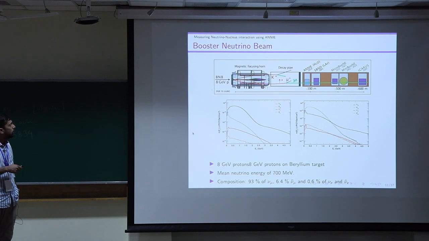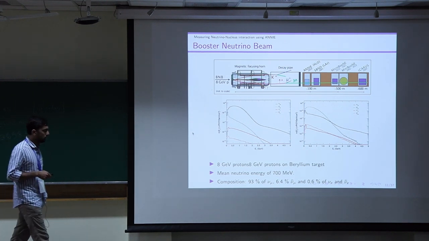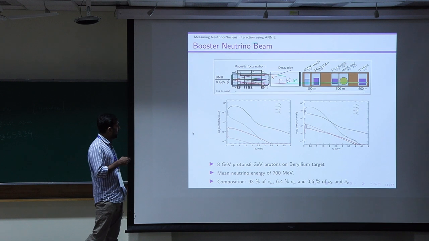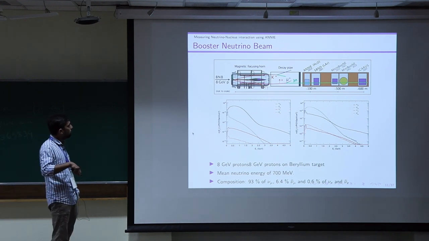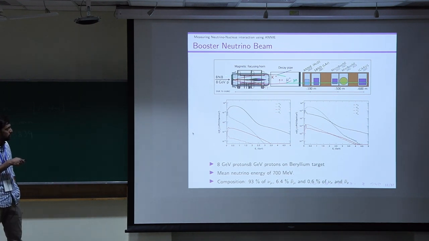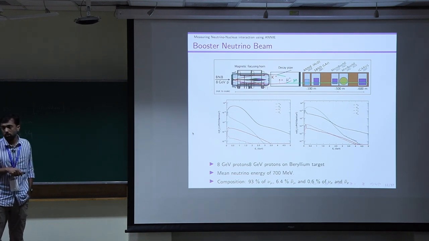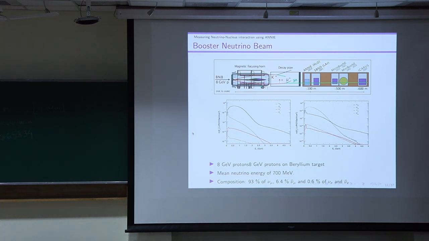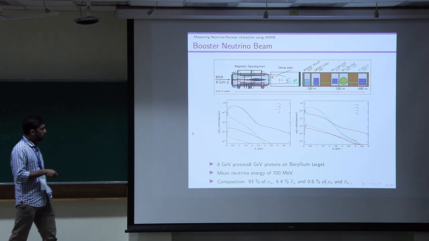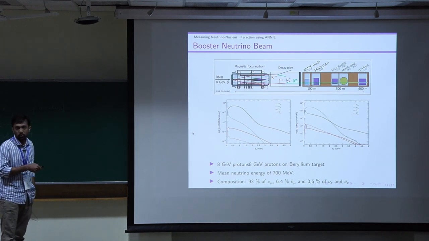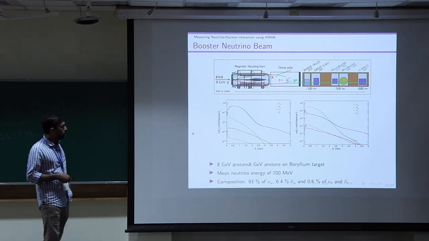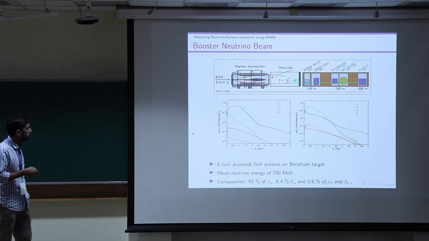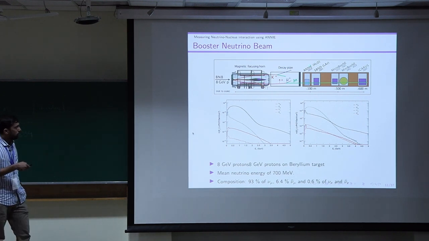We use neutrinos from the Booster Neutrino Beam. It is a small accelerator at Fermilab. In the beginning, 120 GeV protons go into the booster, and the booster gives you protons at an energy of 8 GeV, which hit a beryllium target and produce a whole set of pions and kaons. This is typically how a neutrino beam is produced in any accelerator-based neutrino experiment.